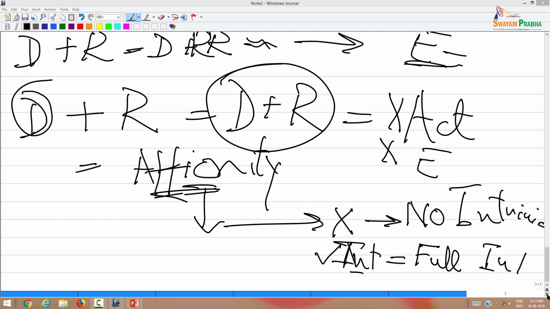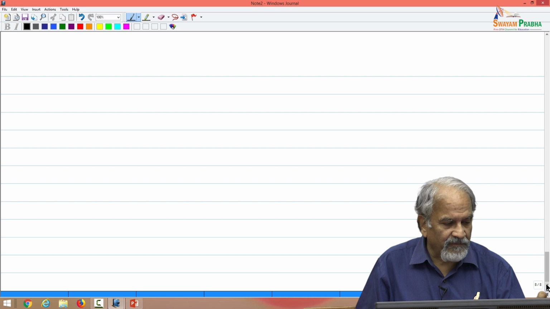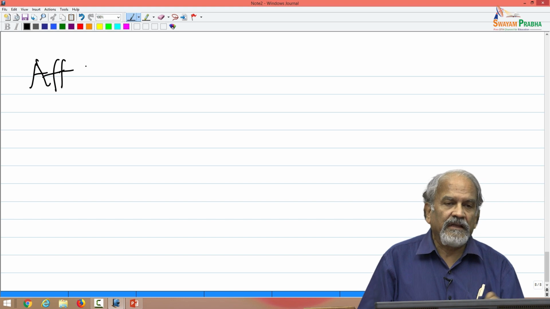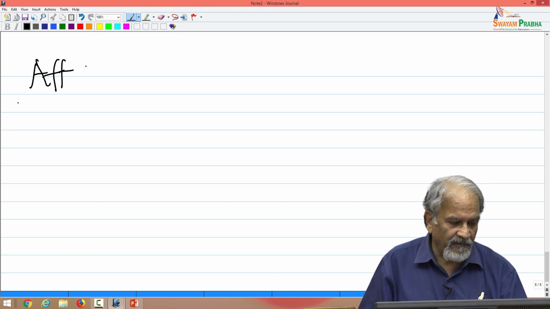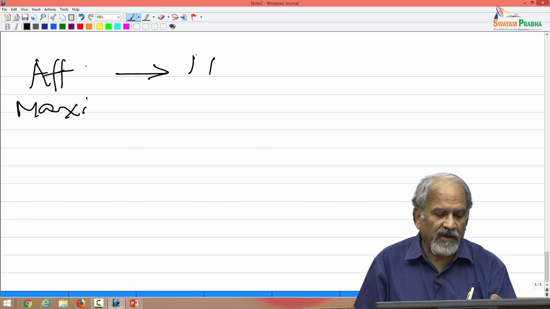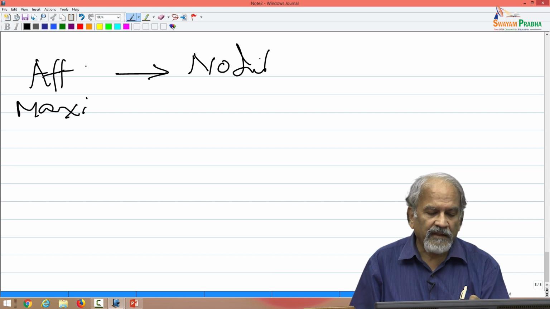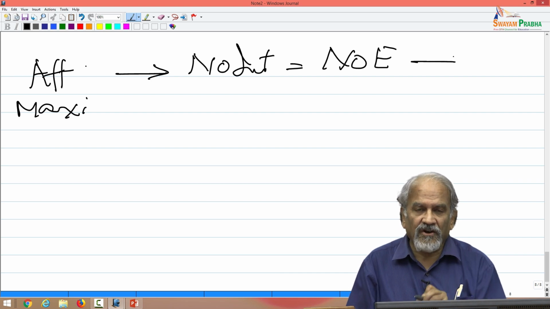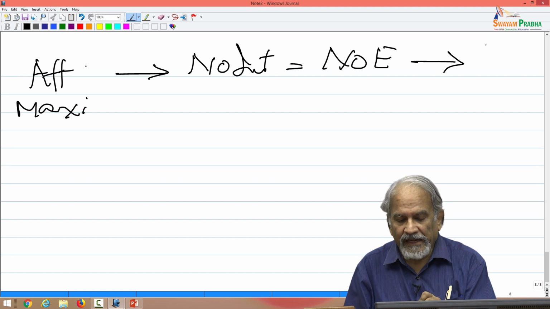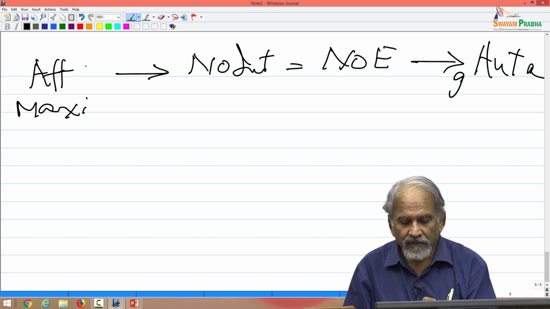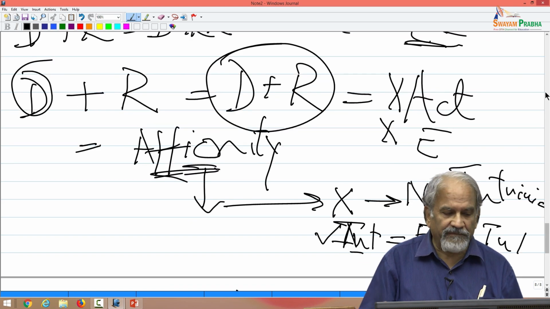Now, if you say a drug which has maximum affinity, and has no intrinsic activity, therefore, no effect, this is called an antagonist. Means it is not producing any effect.